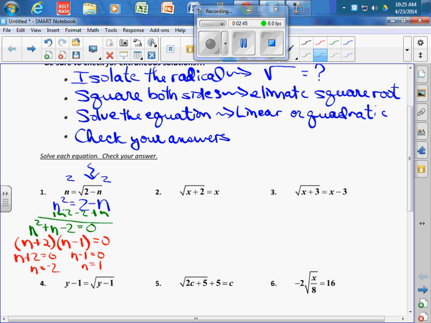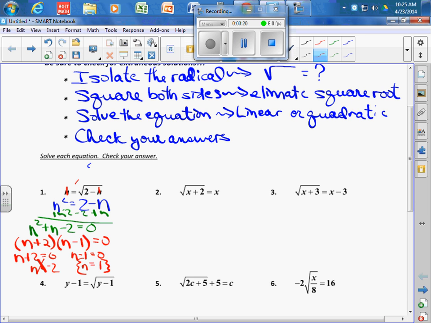If I put negative 2 in here, well, I'm going to have the square root of 2 minus negative 2. That's the square root of 4. The square root of 4 is 2, not negative 2. So this one doesn't work. The negative 2 is an extraneous solution. Let's try the 1. 1 is equal to the square root of 2 minus 1. The 2 minus 1 is 1. The square root of that is 1. That does check out. So n being equal to 1 is your final answer.